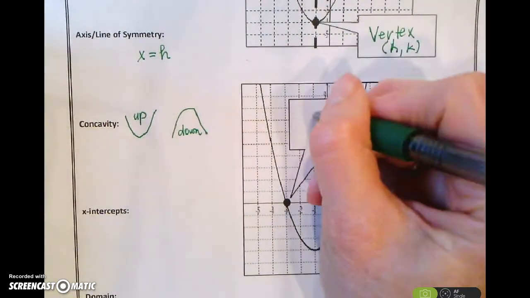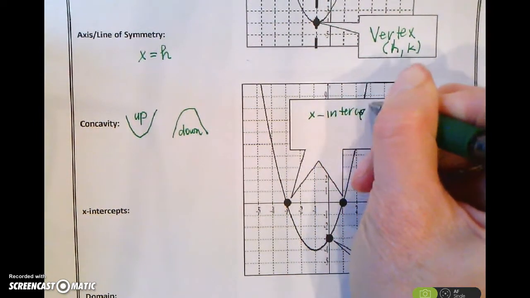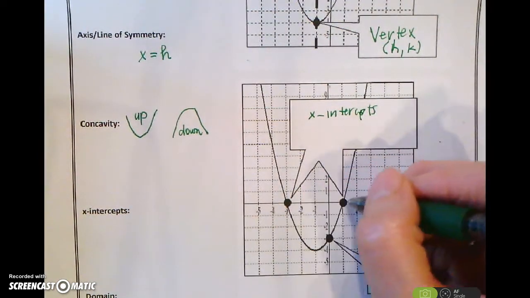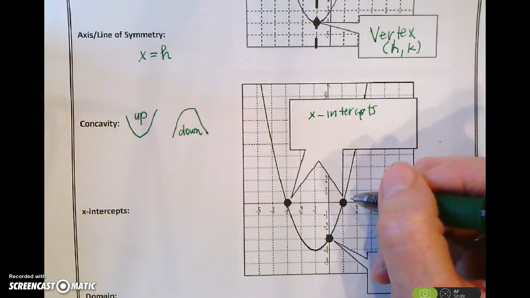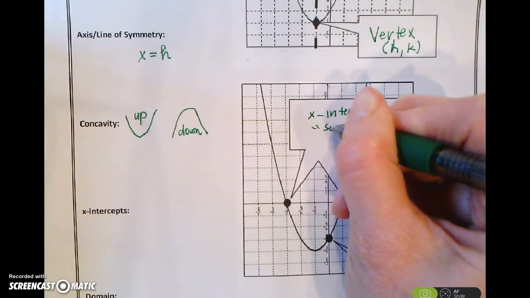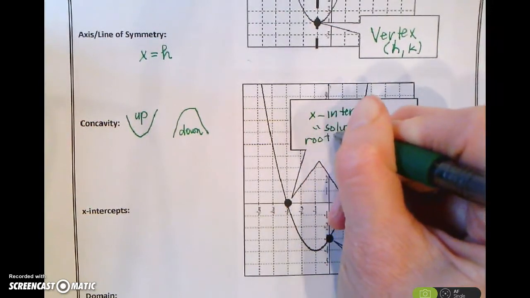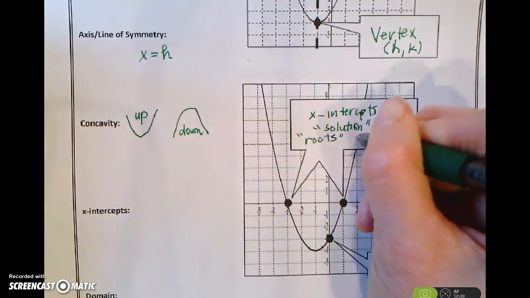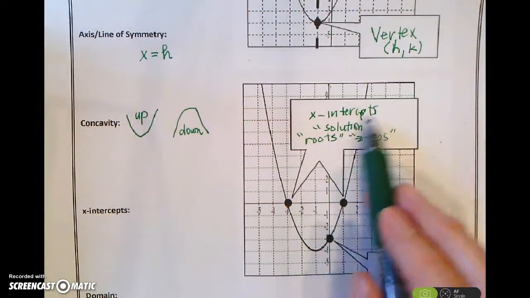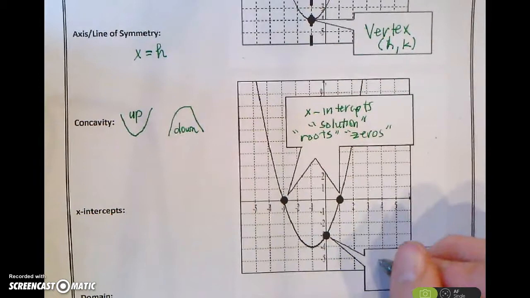These are the x-intercepts. And they're going to match with the solutions to the quadratic equation. Some other words they're called are roots, or they're also called zeros. So those all have the same meaning. And then down here, here's our y-intercept.